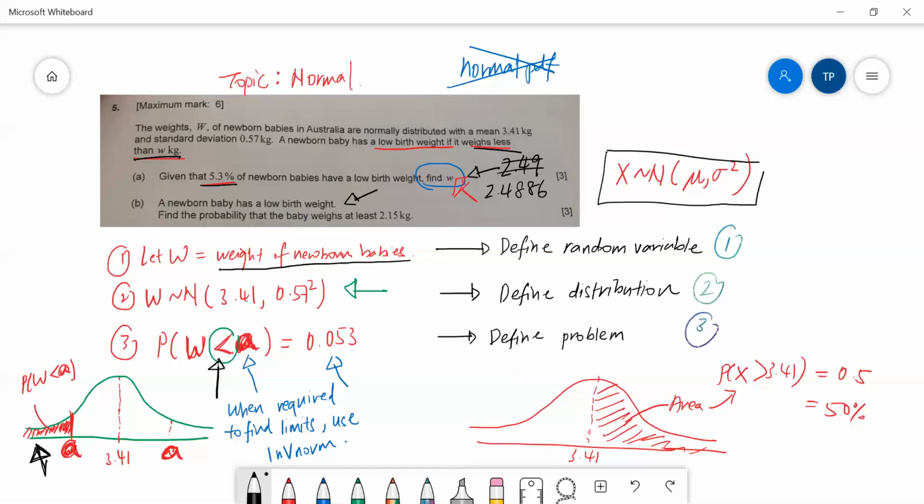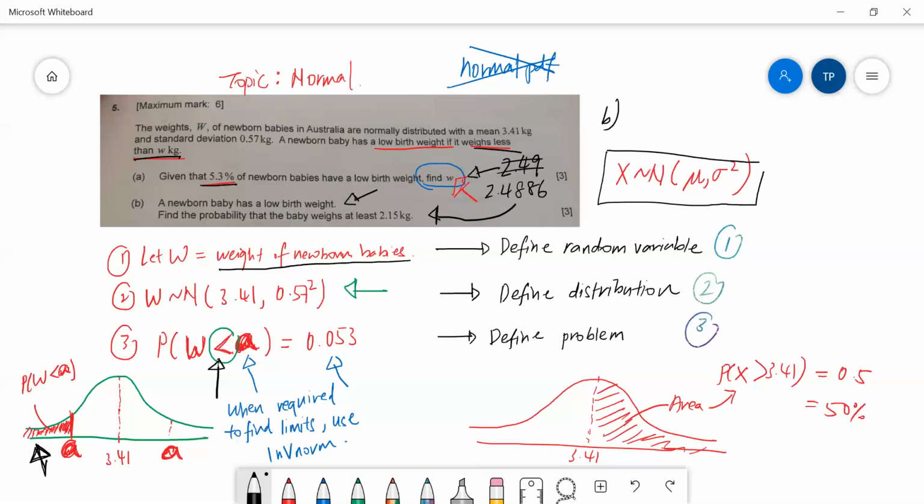2.4886. Why do I say this is important? Because we will need this answer in part B. So that's why you always express in 5SF, then you round off to 3SF.